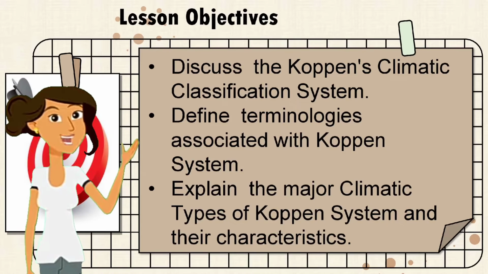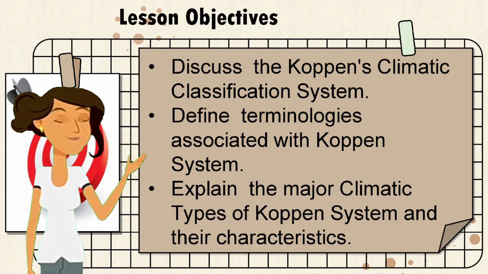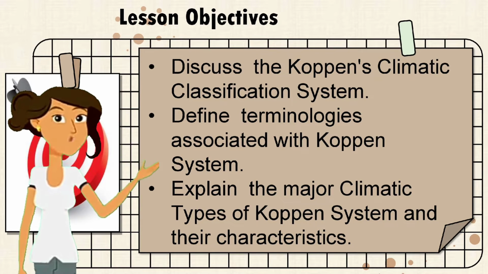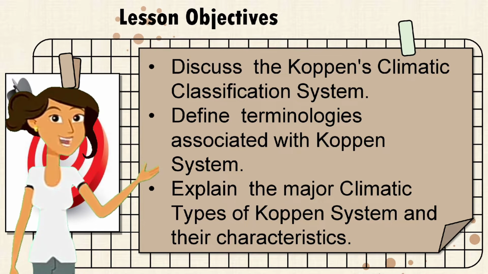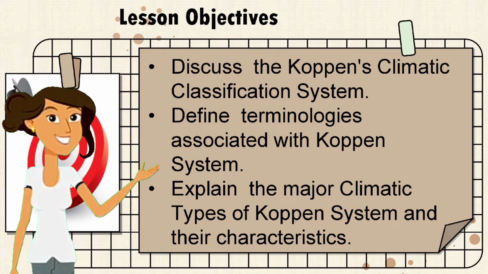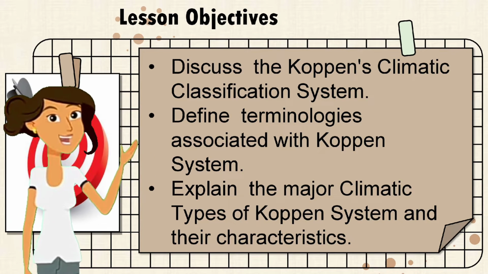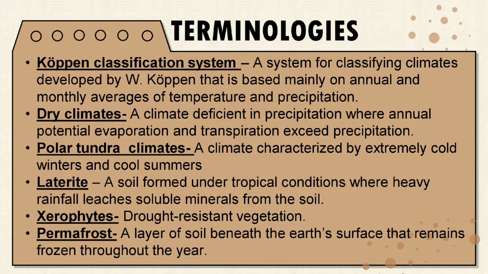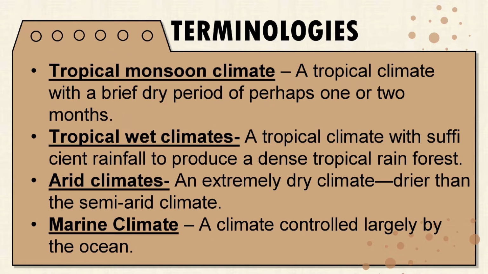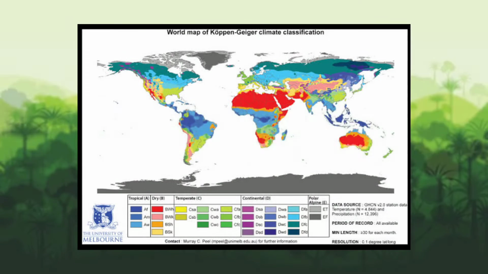At the end of the lesson, the students will be able to discuss the Köppen's climatic classification system, define terminologies associated with Köppen's system, and explain the major climatic types of Köppen's system and their characteristics. So before we proceed to the formal discussion, let's first uncover the terminologies in this topic.